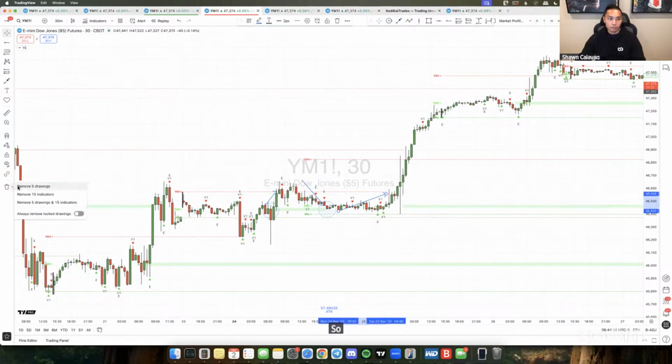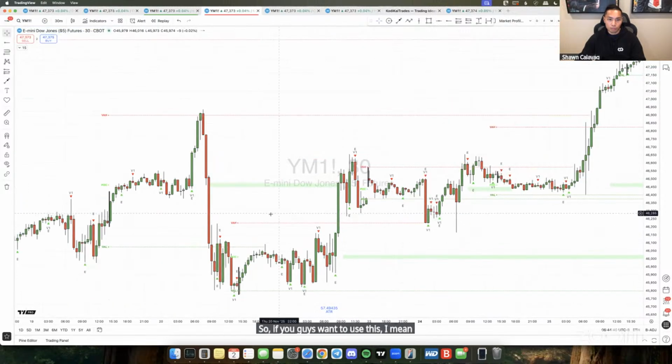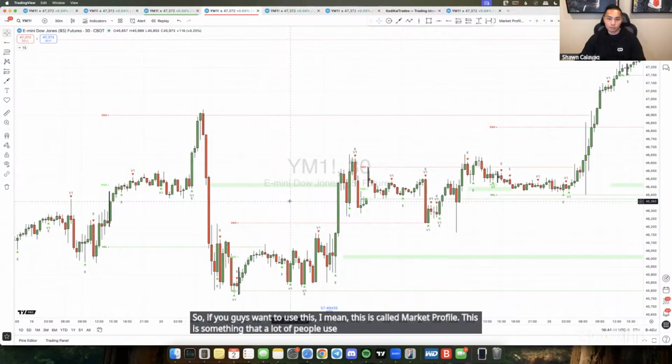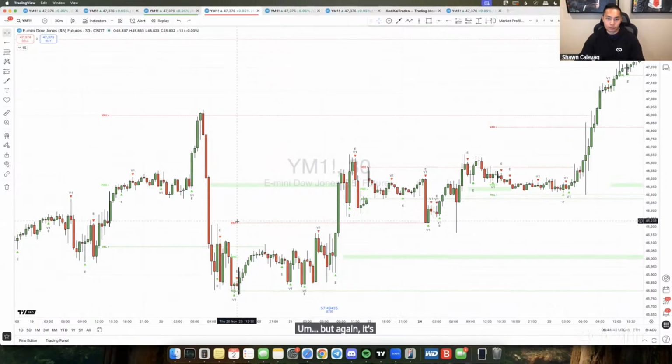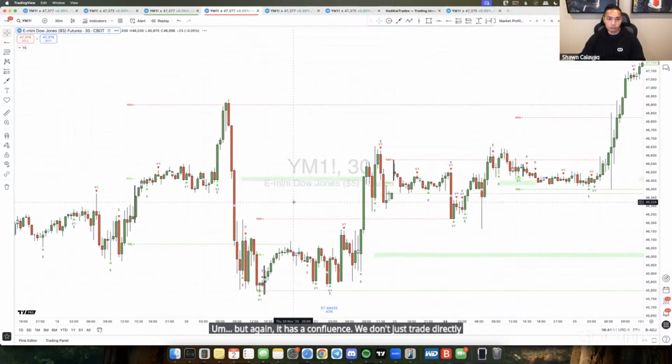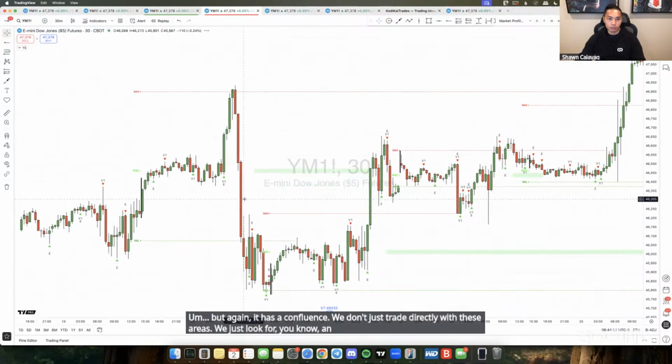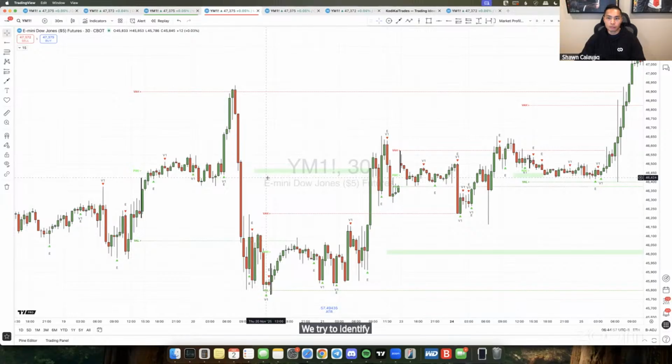So if you guys want to use this, this is called market profile. This is something that a lot of people actually use. Hedge funds use this as well. But again, it's as a confluence. We don't just trade directly at these areas. We just look for an idea of where price is going to go. And then from there, we try to identify where it goes next, of course.